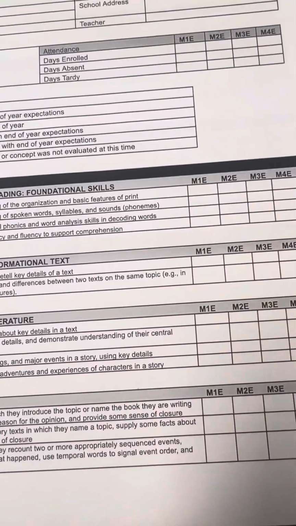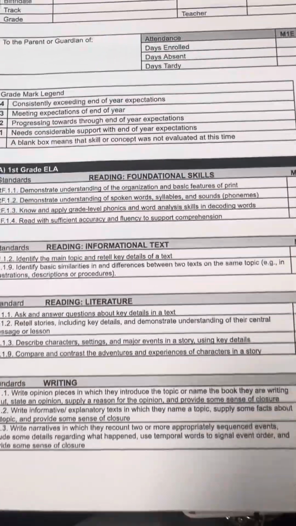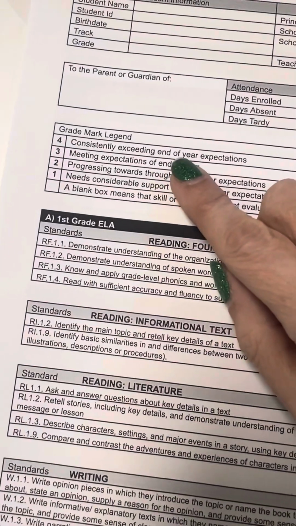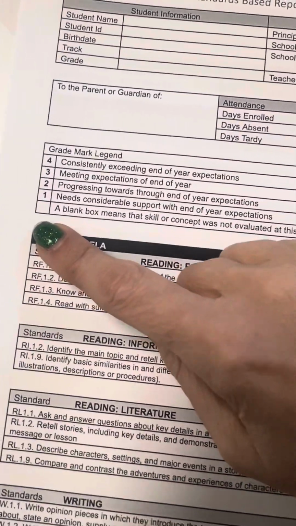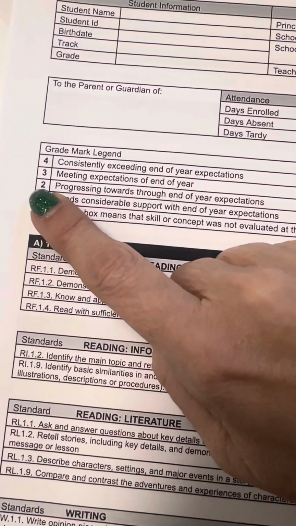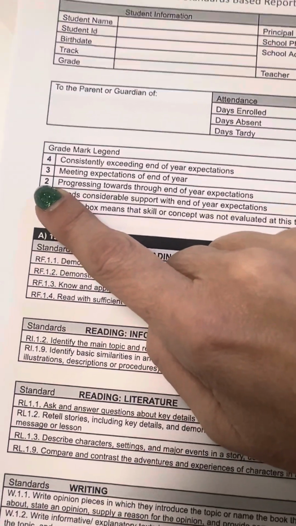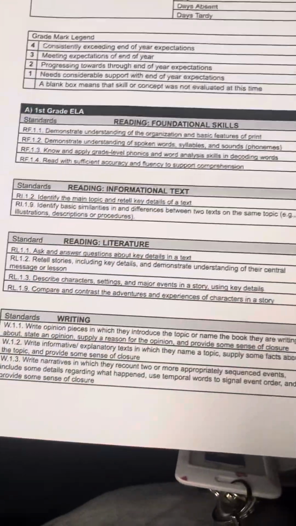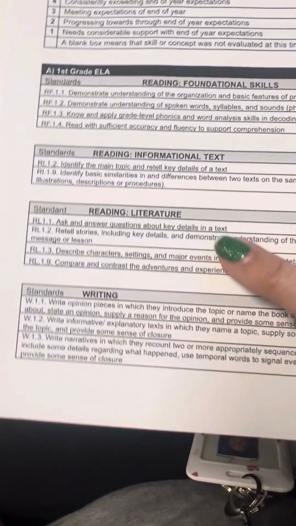Again, remember that the scale is swapped. So it is now 4 being exceeding the benchmark. It is not going to be uncommon at all for you to see plenty of 2s on your child's report card, so don't fret. Same thing for informational text and literature.